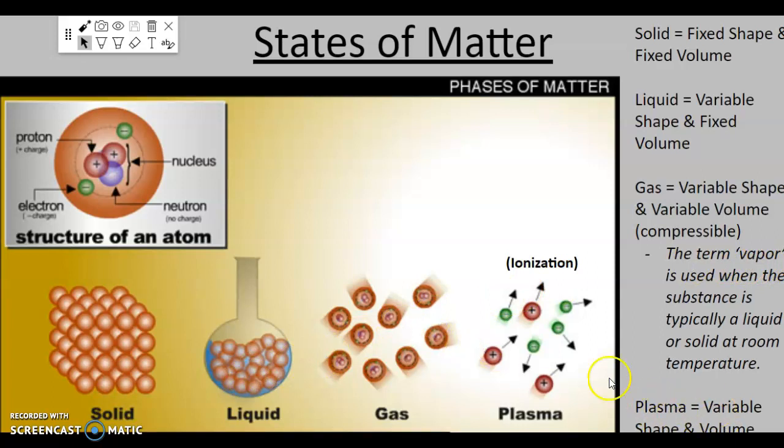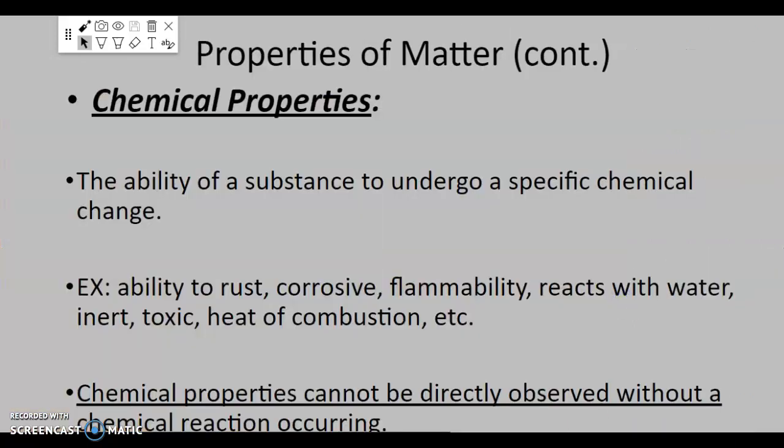Plasma is a very, very high energy state of matter. For plasma, you can think of lightning, or you can think of the surface of the sun. So very, very high energy objects, very, very high energy states of matter. You could pause the video now.